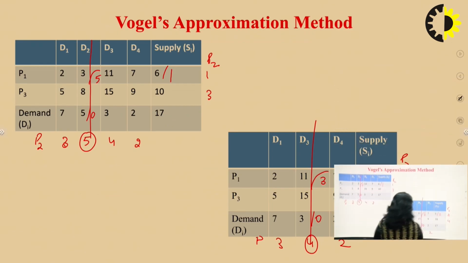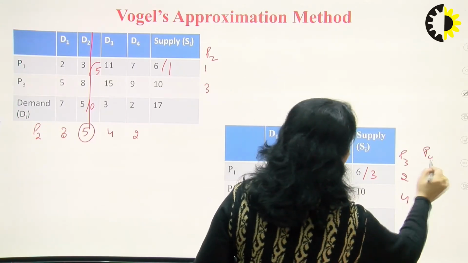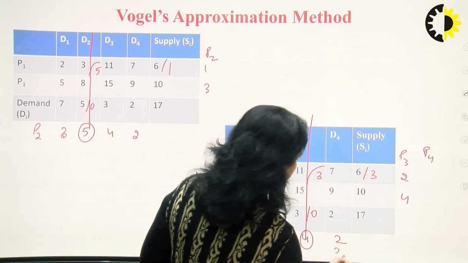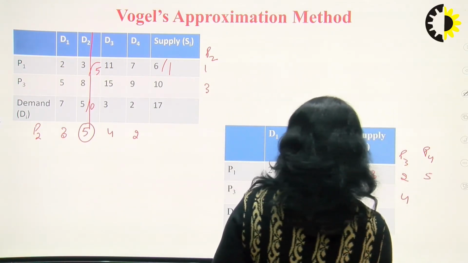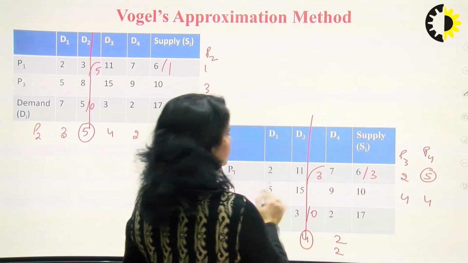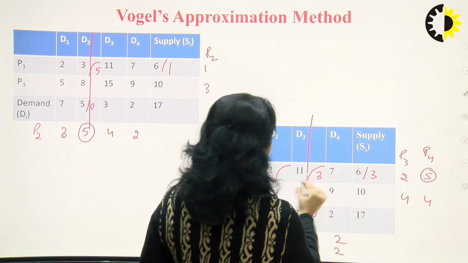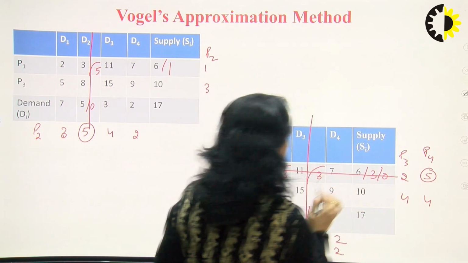We will again calculate P4. So P4 will be 3 and here it will become 2 and it will become 5 and it will become 4. So we'll take this. So we'll go for this. So least is this one, 3 or 7. So it will become 4 and it will become 6. So this one will be cancelled out.